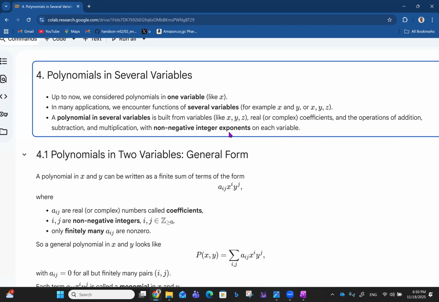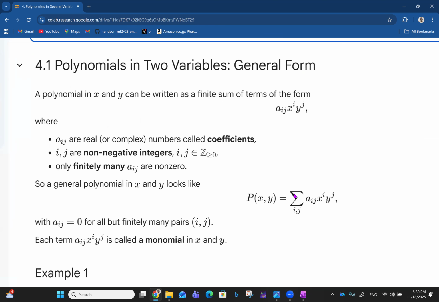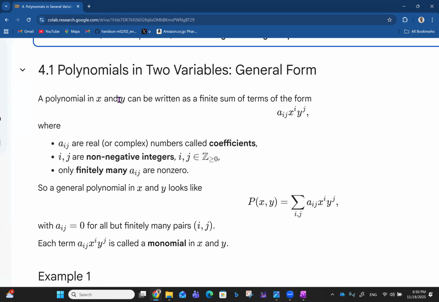But of course, when it comes to the exponent, nothing changes. It has to be an integer and it has to be positive. So it is a non-negative integer exponent all the way. So let's talk about polynomials in two variables, and we have the general form. A polynomial in x and y, for instance, can be written as a finite sum of terms of the form. So take note, finite sum. It's not like when we were working with series where you have infinite series and all that.